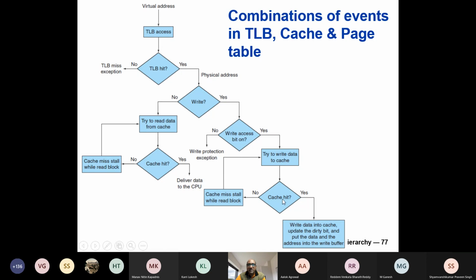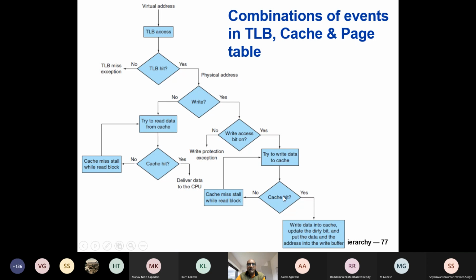Suppose there is a cache miss. If that particular location or block is not present in the cache, then what happens? The cache miss occurs. Then you stall the pipeline, fetch that particular block from main memory, and again try to write into that.